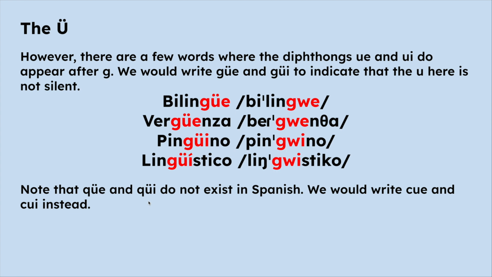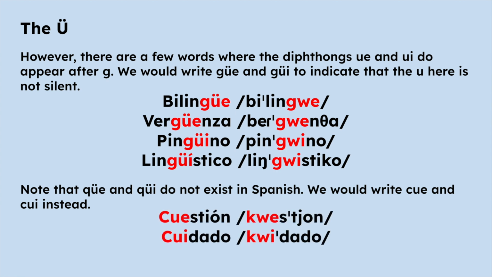Also note that QÜE and QÜI with the two dots don't exist in Spanish. We'll just write CUE and CUI instead. So cuestión, cuidado with a C. So yeah, that's all the rules.